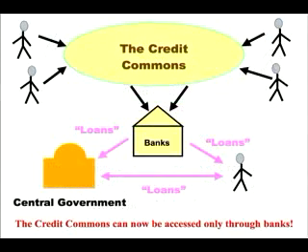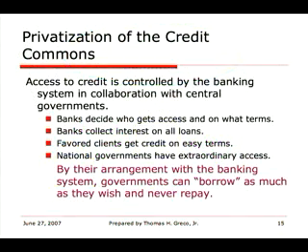And this slide depicts that process. The credit commons can only be accessed through the banks by taking loans from the banks, and the governments have special access. There's this collusive arrangement between governments and high-level bankers. On the one hand, the bankers get to lend our credit back to us at interest, and on the other hand, the government gets to spend as much money as it wants without regard to its tax revenues.